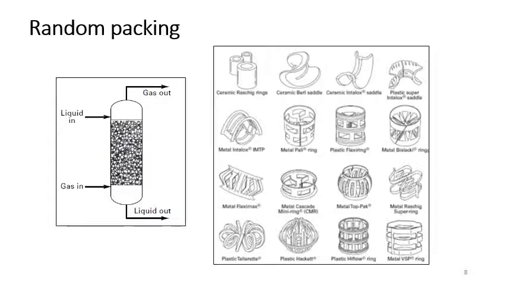In random packing, as the name implies, you have a section in the column where you put the packing. The type of packing can be Raschig rings, Pall rings, saddles, interlocks, and you can have different materials like ceramic, metal, or plastics. It depends on your fluid, whether it is corrosive or not, so you have to take into account the choice of packing material. Also, different packings have different efficiency for mass transfer.